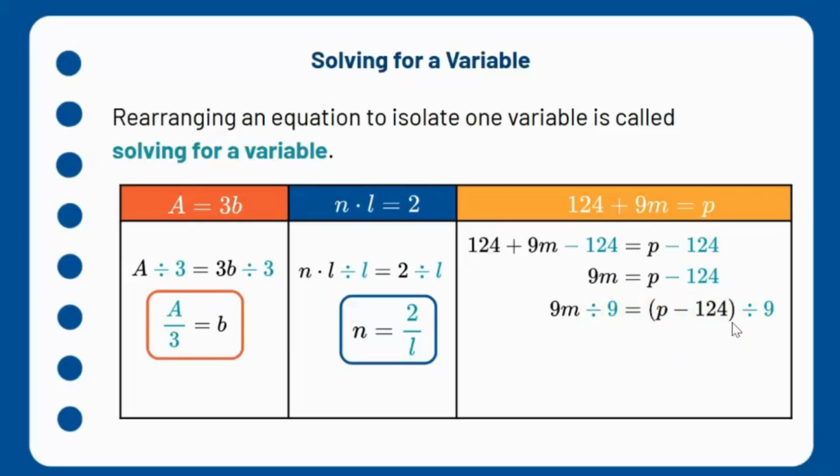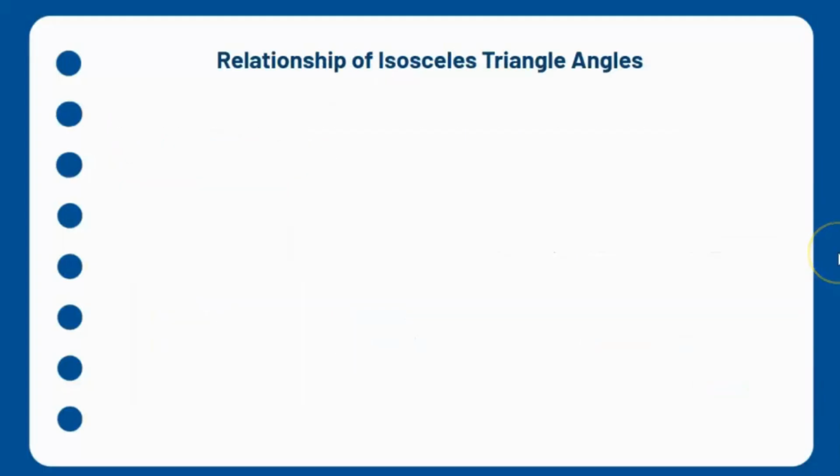Notice that we need to divide the entire right side by 9, so we would put parentheses around the expression p minus 124. This means that our last equation is now m equals (p minus 124) divided by 9. All 3 of these rearranged equations are equivalent to the original equations. A relationship between quantities can be described in more than one way. Some ways are more helpful than others, depending on what we want to find.